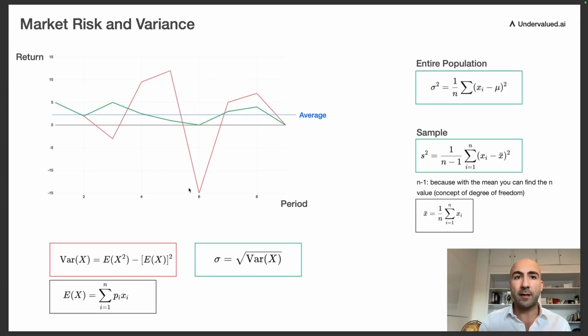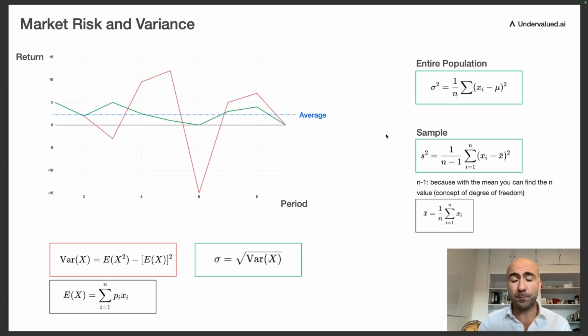Whereas the red line has had very strong movements around its average, so the dispersion is higher, so there is more uncertainty and therefore more risk. And this is how mentally you connect the mathematical formula of variance with the idea of volatility and risk.